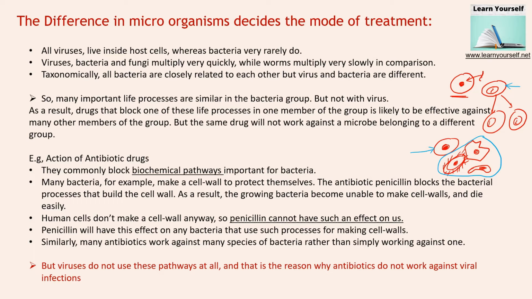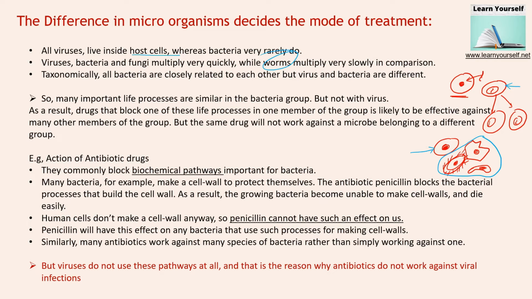Now let us get into the detail and understand the theory. All viruses live inside a host cell, whereas bacteria very rarely do, because mostly all the bacteria have their own cell. Viruses, bacteria and fungi multiply very quickly while worms multiply very slowly in comparison because worms are multicellular, whereas viruses, bacteria and fungi are single cell creatures.